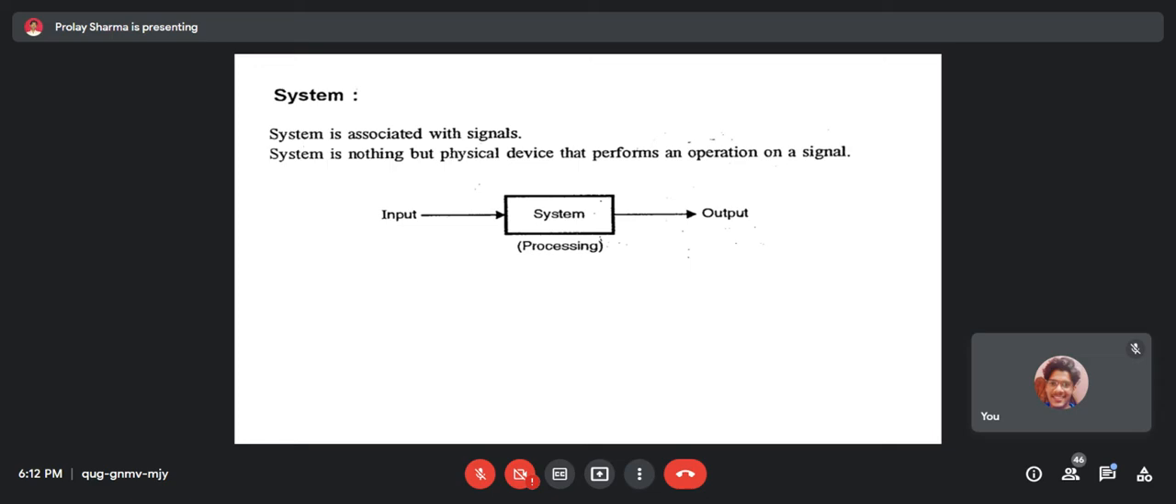Processing will be done by some system. So first we have to know what a system is. A system is basically an interface between input and output. That means a system will take some input and provide some output. What the system does is called processing.